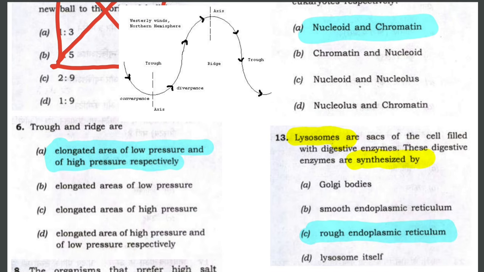So first question is: trough and ridge are. Trough and ridge are elongated areas of low pressure and high pressure respectively. Trough is of low pressure whereas ridge is of high pressure.